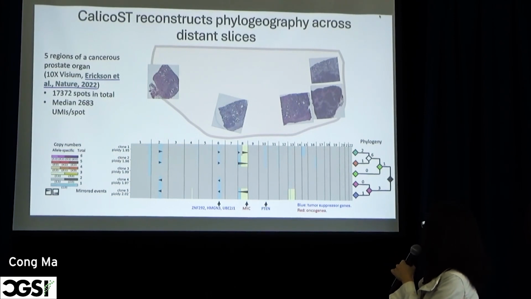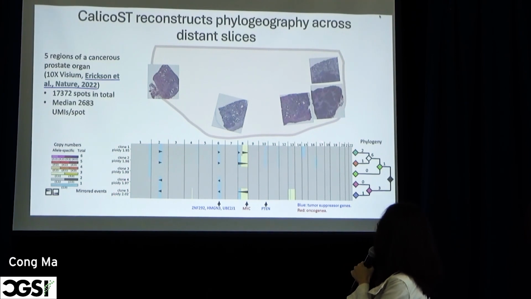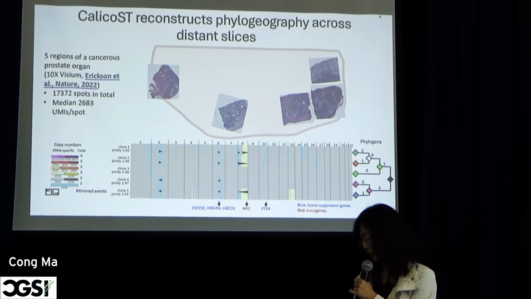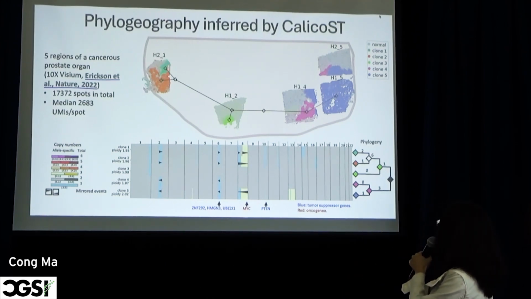And finally, this is a cool visualization of real data results. We have a prostate cancer with 5 spatial slices, and based on that framework, we can infer allele-specific copy numbers and tumor clones together across these 5 slices. We're able to identify 5 clones, and each of them has its own allele-specific copy number profile. And finally, here are the clones in space.